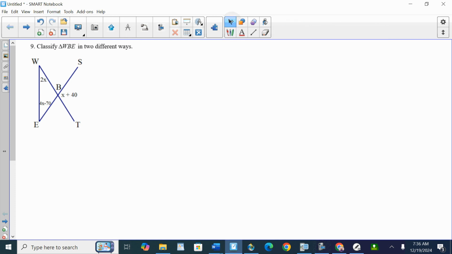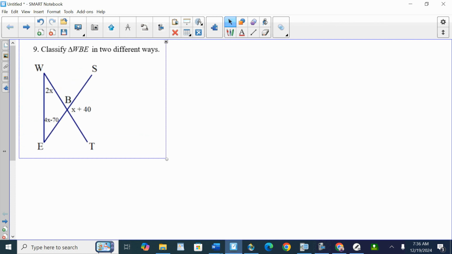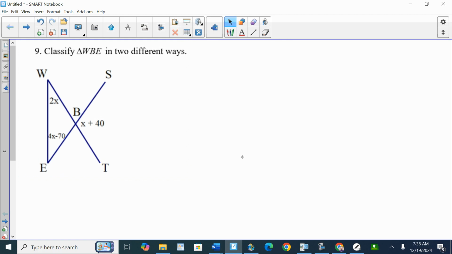Hello, I want to classify triangle WBE in two different ways. Well, I need to know the angles of the triangles. For starters, I see vertical angles here. I know that vertical angles are congruent. So if this vertical angle is x plus 40, then that one is x plus 40 as well.